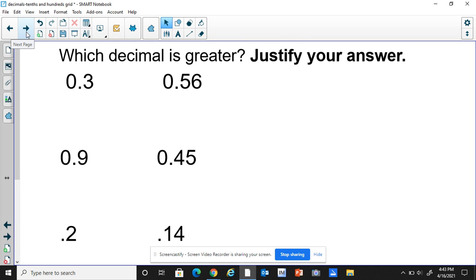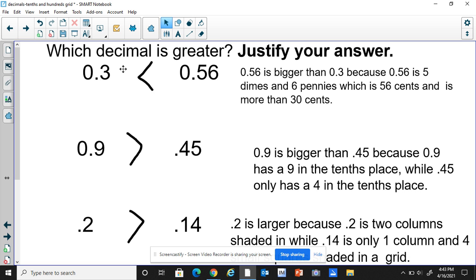Okay, hopefully you paused. We're going to go ahead and unpause. How did you do? Did you open up to 56 hundredths? Did you open up to 9 tenths? And make sure you don't get confused. Even though 45 is bigger than 9, you don't look at it like that because you've got to look at the individual places, right? And did you open up to 2 tenths in that one?